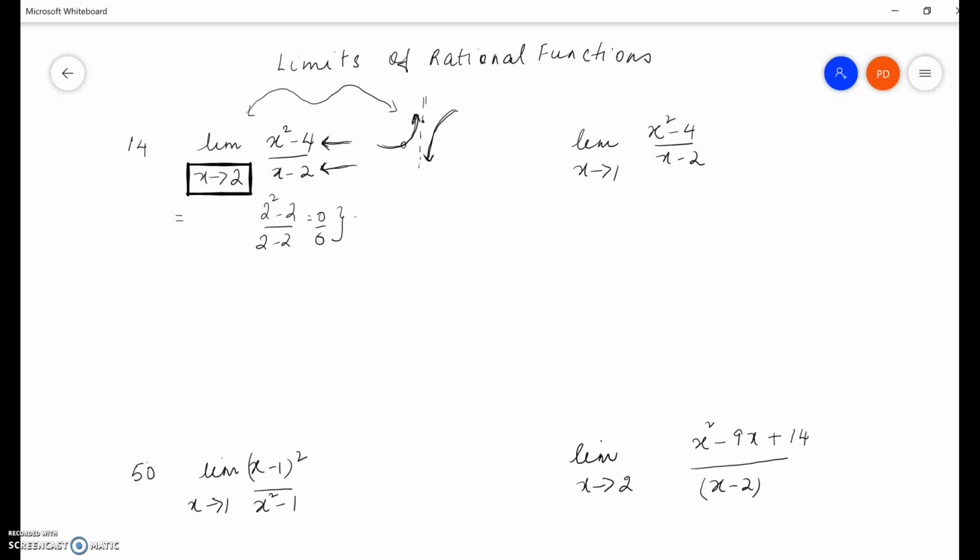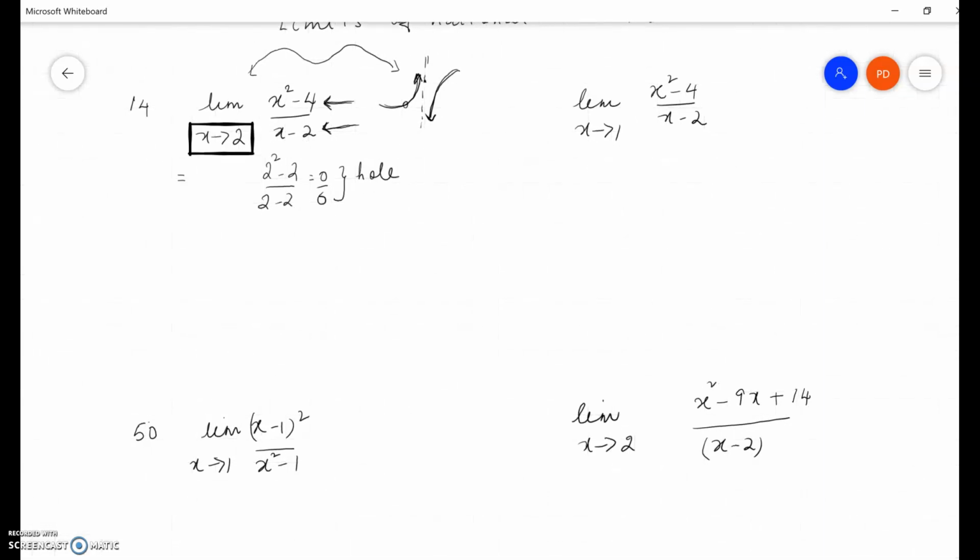0 over 0 tells us that there is a hole in the graph. And the factor that is causing the 0 in the numerator can be cancelled with the factor that's causing the 0 in the denominator. So in order to be able to cancel the factors, we need to first factor the expression in the numerator.